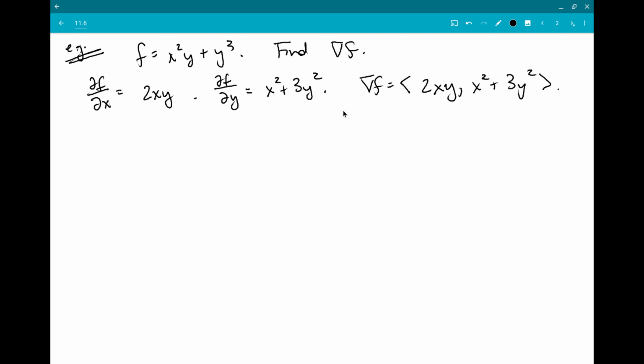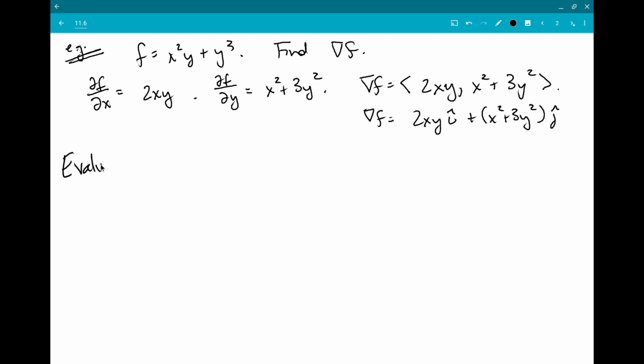I could also write it in i hat, j hat notation. That's still fine whenever you want to use it. I like the angle brackets when I'm going to have lots of pluses and minuses because I think the parentheses start to get a little overwhelming, but that's your choice.